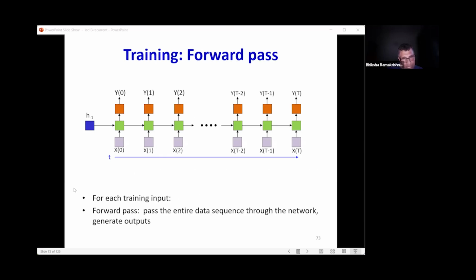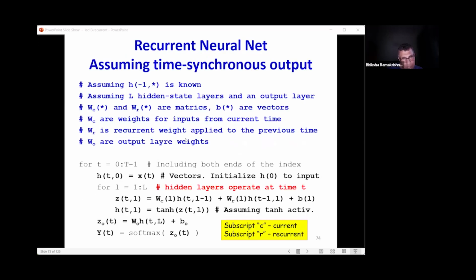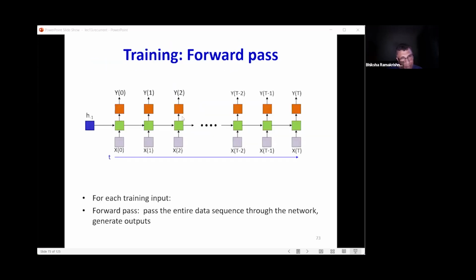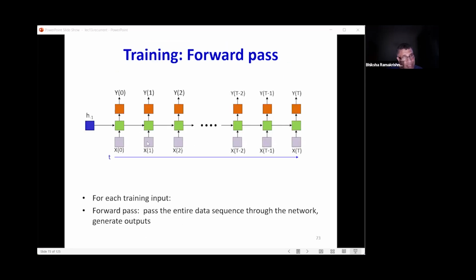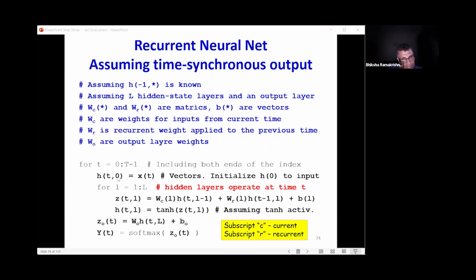First, what is the forward pass? For each training input, during the forward pass, you're going to pass the entire data sequence through the network and generate outputs. So all of the X's, the sequence of X's, go through the network and generate the sequence of hidden states, which generate the sequence of outputs. And what does that look like? Now, assuming that the hidden state has several layers, here's the simple pseudocode for it. You're going to go from the beginning to the end. And instead of calling this the input, I can call this the 0th layer hidden state. So H_t^(0) is X_t. You go sequentially through the layers of the hidden states.